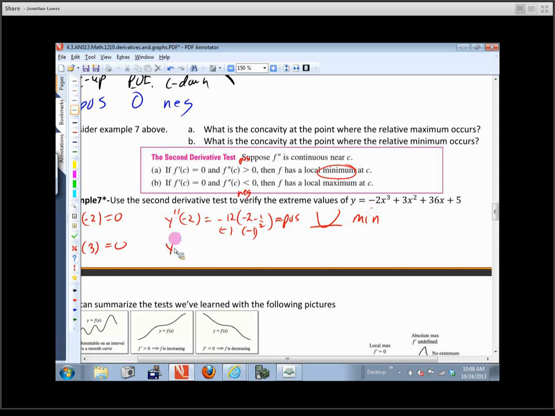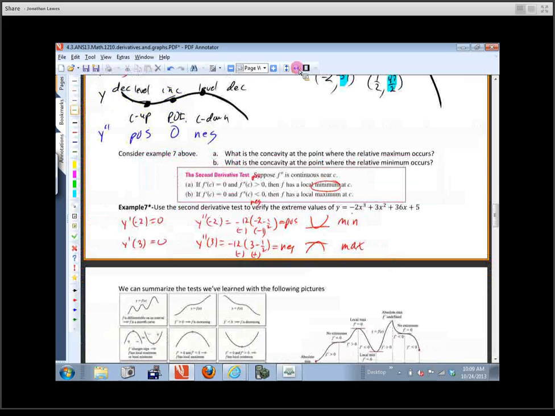And if I check the second derivative at 3, this is -12, and this is going to be 3 minus 1/2. So this is negative, and this is positive. I know I've got a negative. It's going to be concave down. That's going to force us to have a max. Any questions there?